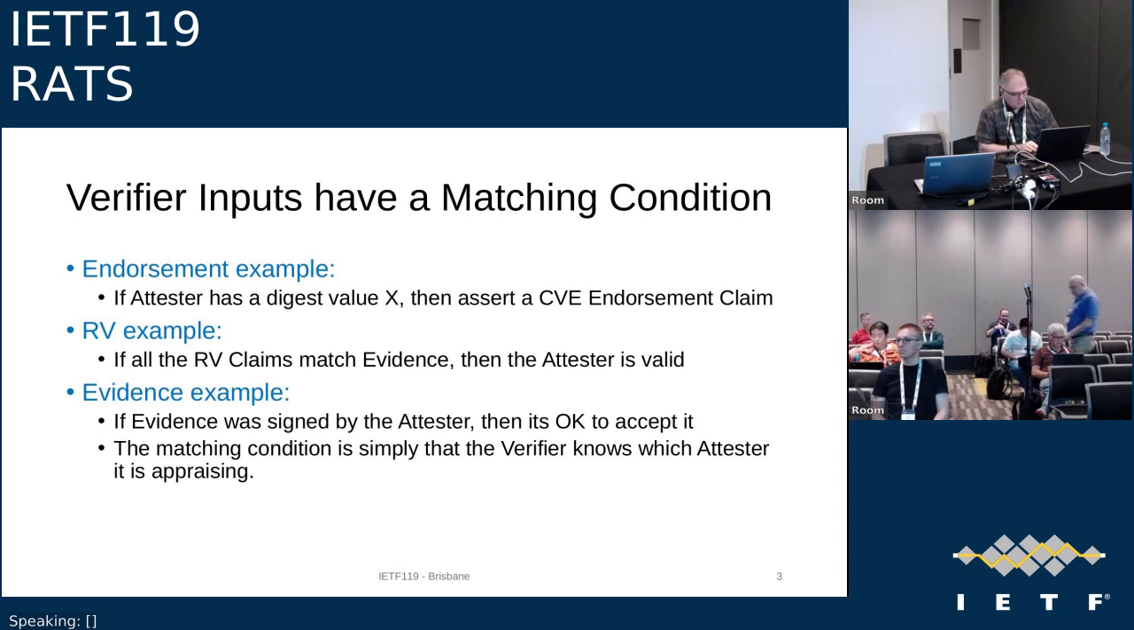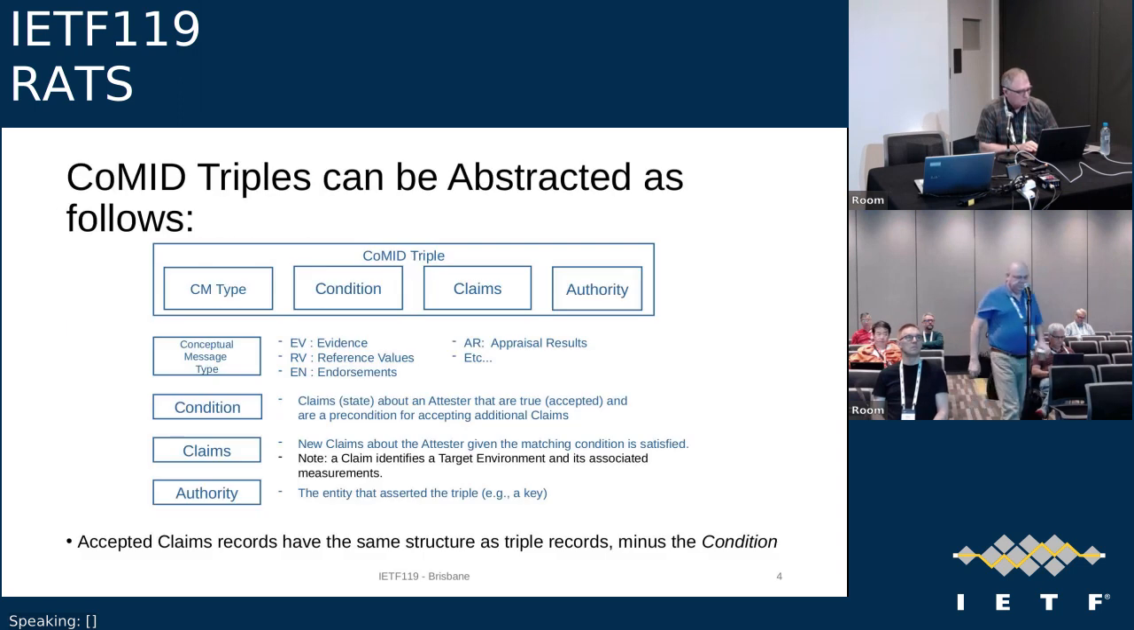Okay, let me maybe keep going, and maybe it'll make more sense when we get into it. All right, so one of the things that we found helpful in working with the structure in CoMID is there's a structure called a triple. There's actually multiple triple records defined in the document, but what we observe is there's an abstract representation of it, which fits this model: every triple essentially has these four components: the conceptual message type, the condition, the claims, and the authority that's asserting the claims.